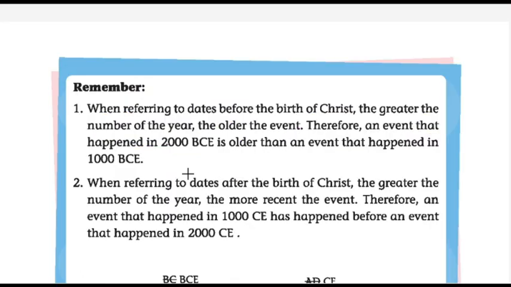Remember, when referring to dates before the birth of Christ, the greater the number of the year, the older the event. Therefore, an event that happened in 2000 BCE is older than an event that happened in 1000 BCE. When referring to dates after the birth of Christ, the greater the number of the year, the more recent the event. Therefore, an event that happened in 1000 CE happened before an event in 2000 CE.